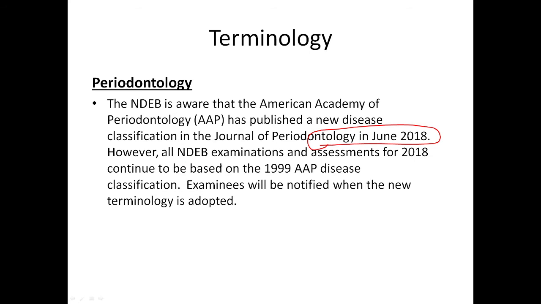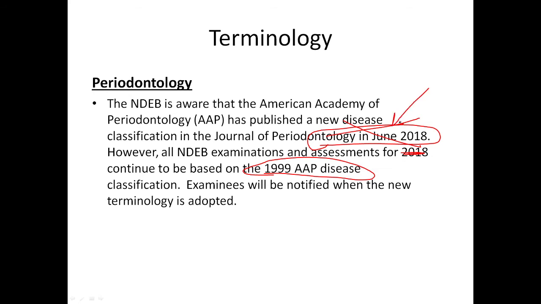However, the NDEB exams and assessments for 2018, and also all the exams the NDEB is doing, are based on the 1999 classification. So even though there's a new classification, the NDEB is not using the new classification, at least until now. They have an announcement saying that not only 2018, but even all the other exams, are not using the new classification.